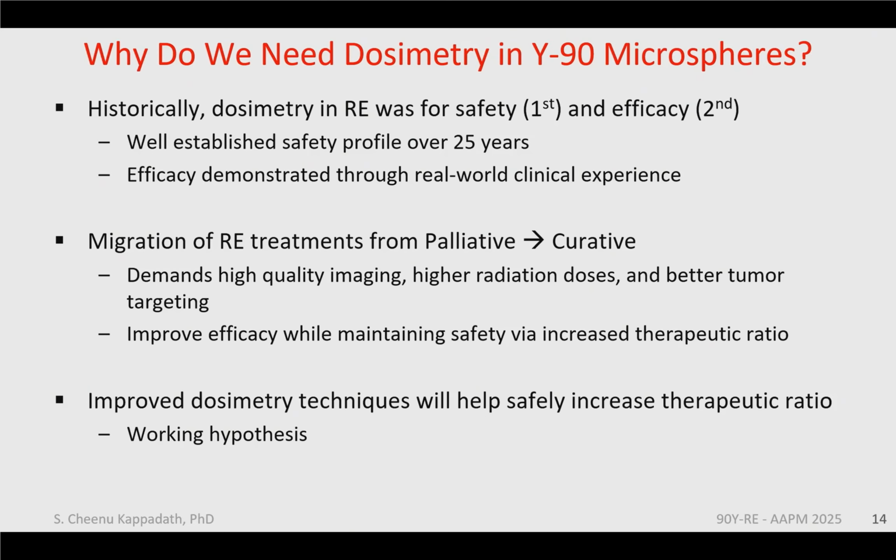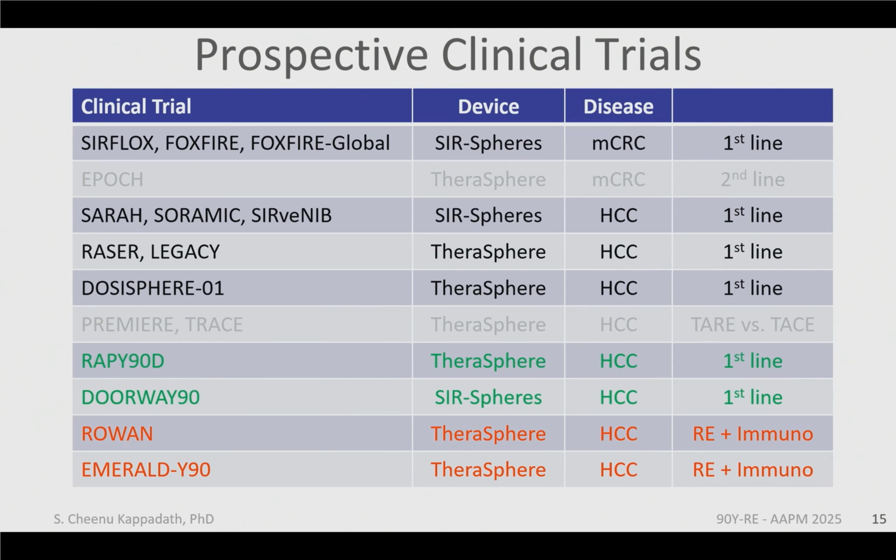So improved dosimetry techniques will help increase the therapeutic ratio, right? That is the working hypothesis, okay? So the idea is if you do a better job of targeting and planning, you'll get better outcomes. And I hope to prove that to you in the next 10 minutes or so.